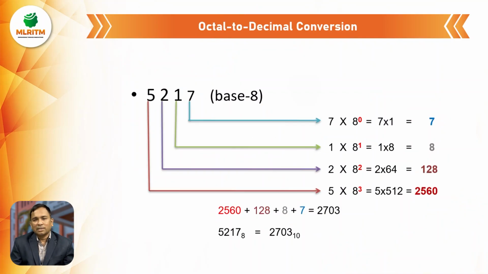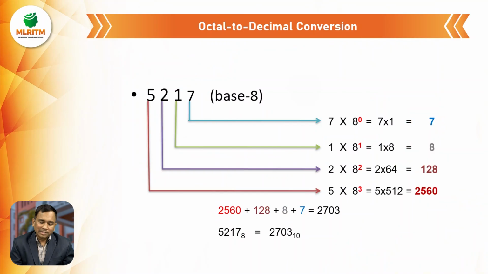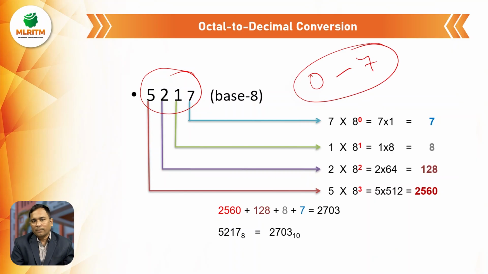Next example I'm going with is octal to decimal conversion. The previous example was binary to decimal conversion, and here the example is octal to decimal conversion. Here I'm taking an octal number. Octal means the number varies from 0 to 7. But in a binary number, the values are only zeros and ones. In an octal number, the value varies; you can take any number in between 0 to 7. Minimum is 0, maximum is 7, so then it is called an octal number. In this case, my example is 5217.